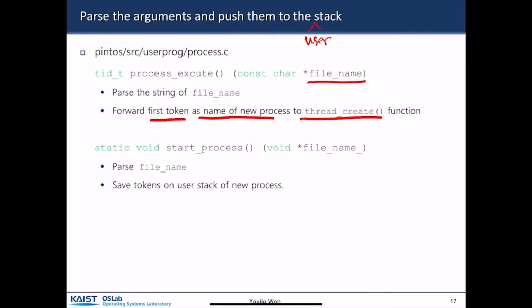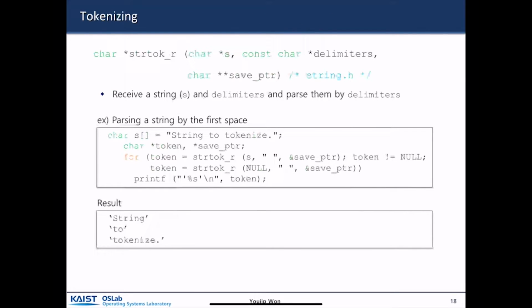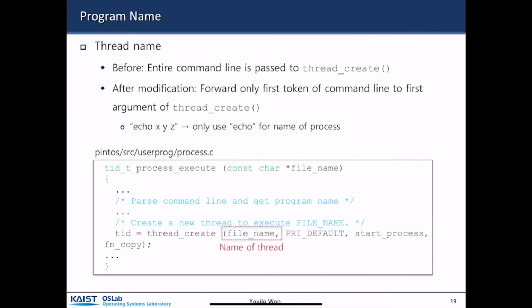Another function we need to modify is start process. In start process, we have to parse the file name, tokenize individual tokens, and then push the parameters to the user stack of the newly created process. This is a function that is provided by the standard C library. You can use this function to tokenize the command line.